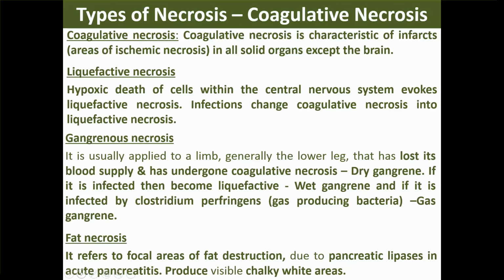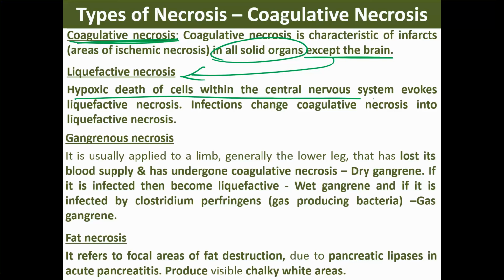So now coming to the types of necrosis. Coagulative necrosis is a morphological appearance of necrosis, and it is seen in all the organs except the brain. In the brain you will see liquefactive necrosis, and hypoxic death of cells in the central nervous system, that is the brain, produces liquefactive necrosis. Infection can also change coagulative necrosis into liquefactive necrosis. Understand?